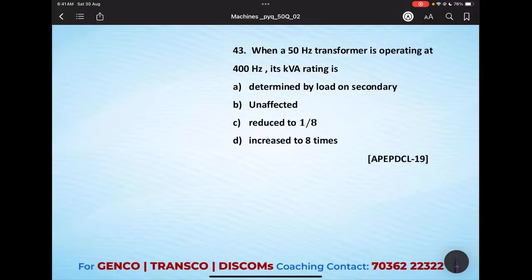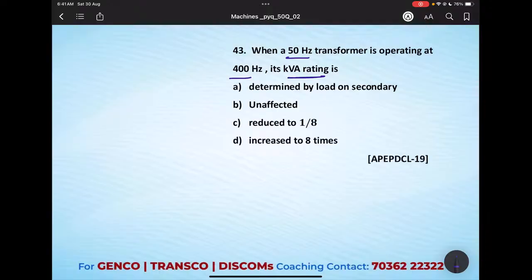The next question is: when a 50 Hz transformer is operating at 400 Hz, its kVA rating is. What they are asking is, given the frequency of one transformer, if the frequency is increased, what happens to the kVA? Will the kVA increase or decrease, and if increased, by what factor?